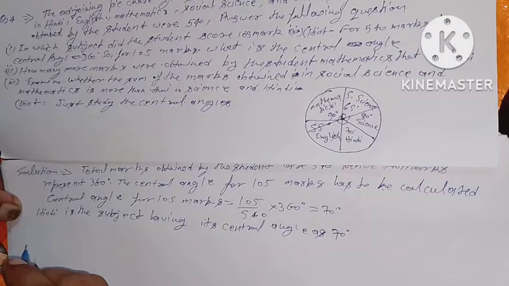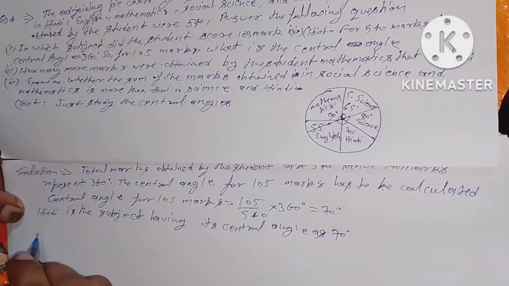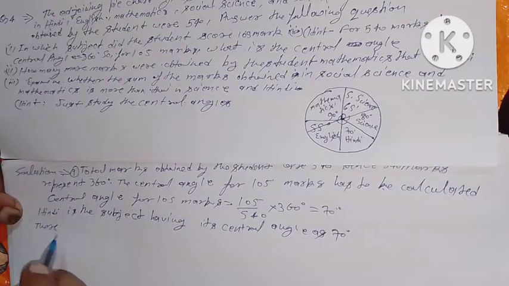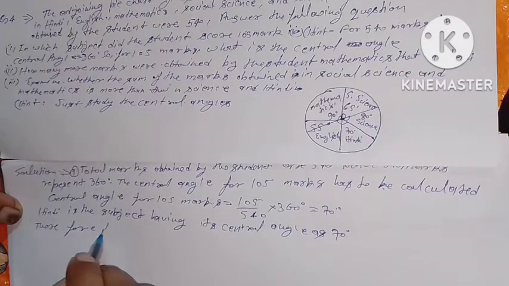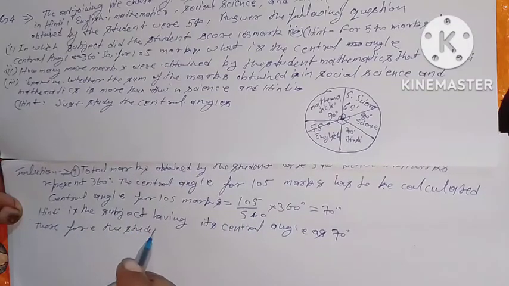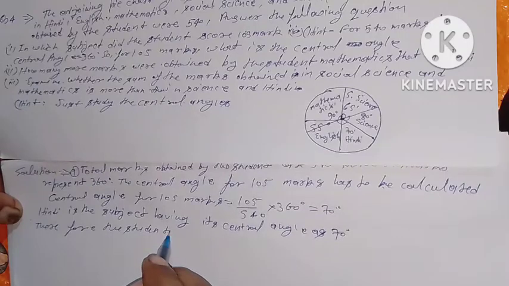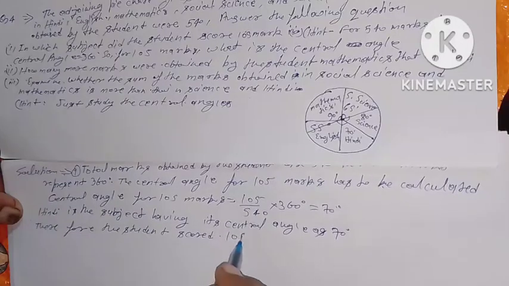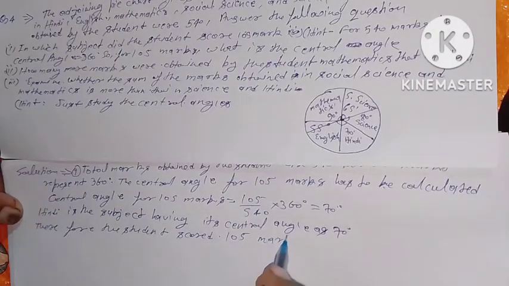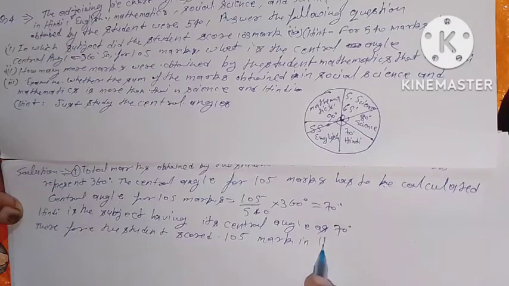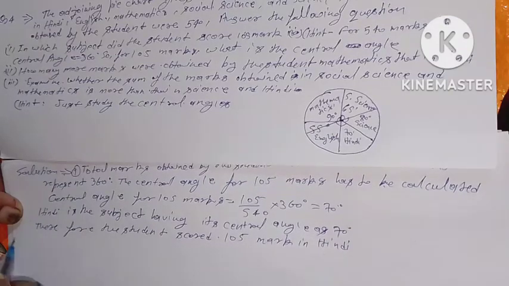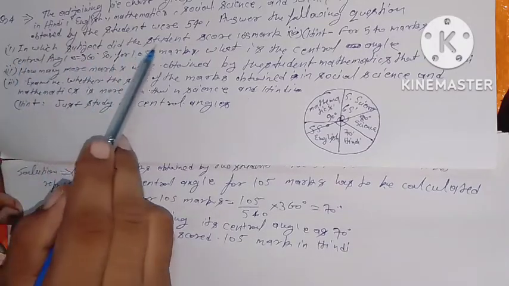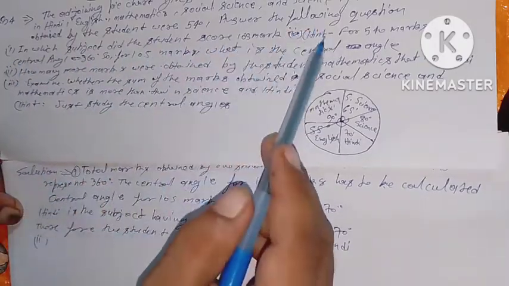Therefore, the student scored 105 marks in Hindi. That is the first solution. Okay. Second question. In which subject did the student score 105 marks?